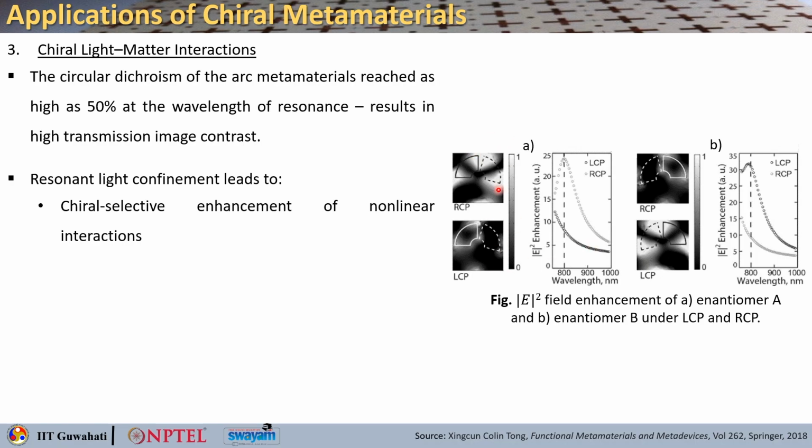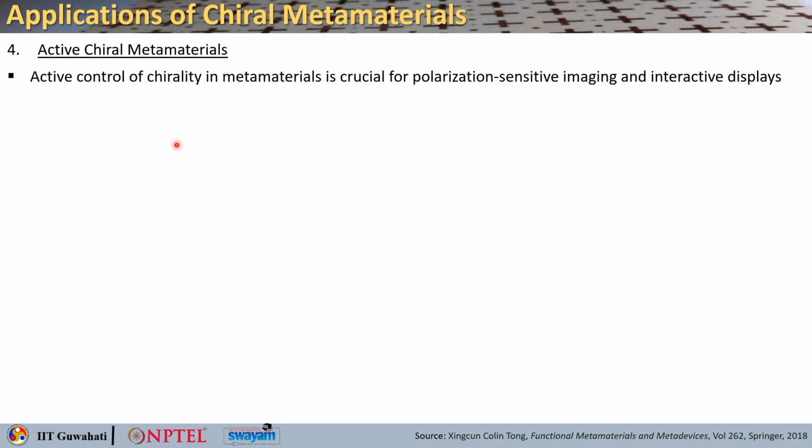So, in this case, for the case of enantiomer A, RCP is showing the enhancement. In the case of enantiomer B, LCP is showing the enhancement. So, this basically manifests the potential for application of this kind of chiral metamaterials in chiral selective imaging, sensing, spectroscopy, etc. So, now let us look into active chiral metamaterials.